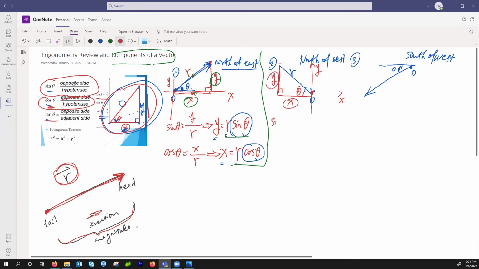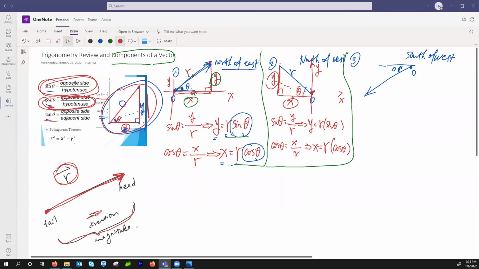So again, sine theta, based on the definition, will be equal to the opposite side, which is the value of y, divided by the hypotenuse. So we multiply r on both sides at the same time, and we figure out y would be equal to r multiplied by sine theta. And cosine theta, in a similar way. Based on the definition, cosine theta is the adjacent side divided by the hypotenuse. So the adjacent side in this case is x, divided by r, and we find out x would be equal to r multiplied by cosine theta.